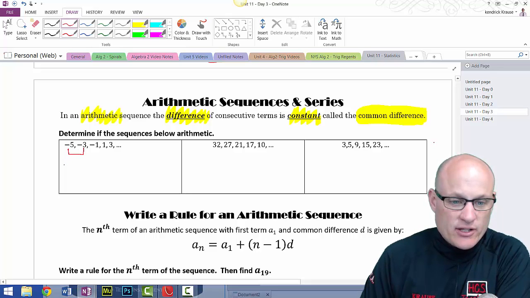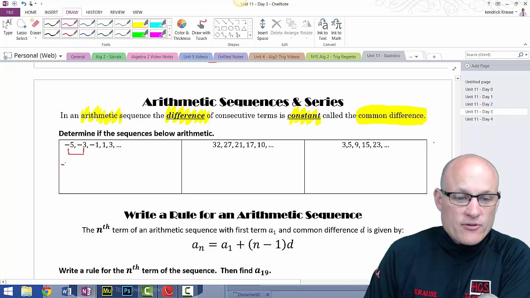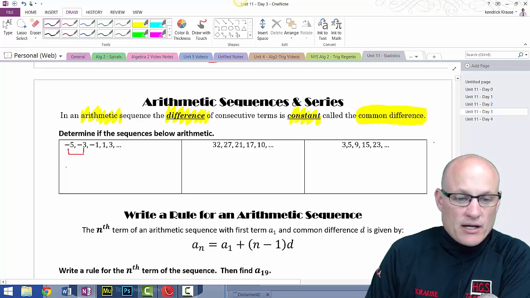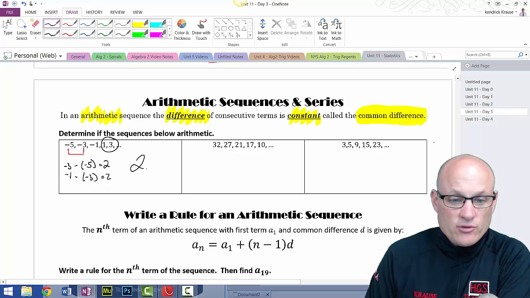If I subtract these, negative 3 minus negative 5, well, that's positive 2. And then if I take negative 1 and subtract off negative 3, you're really adding. That's positive 2. So if I take any one of these, 3 minus 1, it's positive 2. So the common difference is 2. So yes, this is an arithmetic sequence.